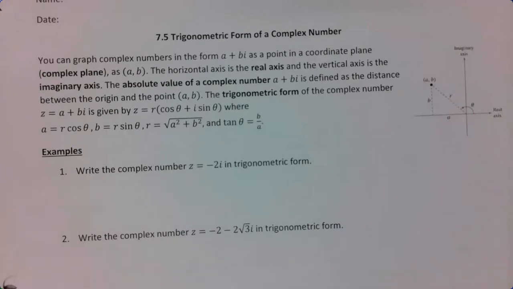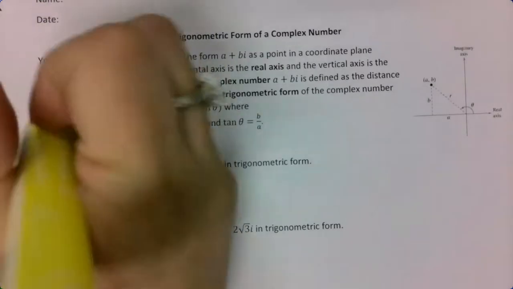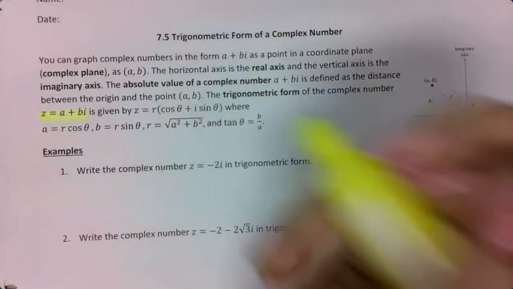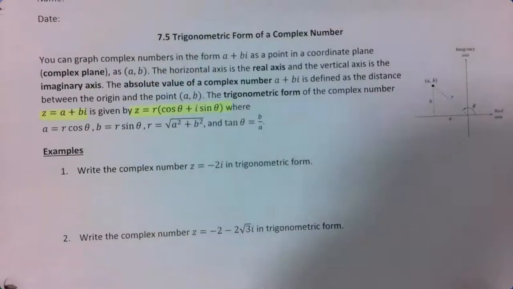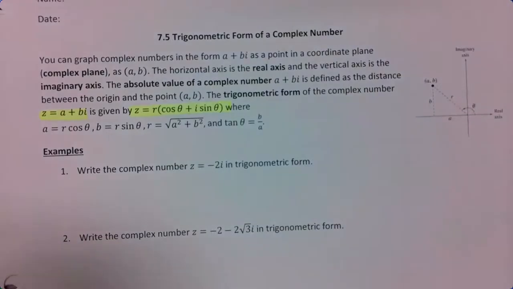Okay, so remember, this is how you write an imaginary number. You can also rewrite it as r times cosine theta plus i sine theta. This i is imaginary because it's not bolded.